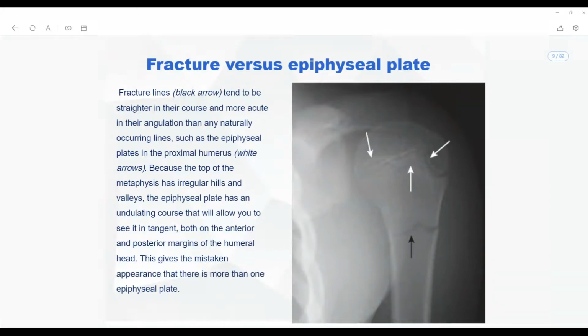Yes, of course, it is the right thing. The other hand x-ray is the right.